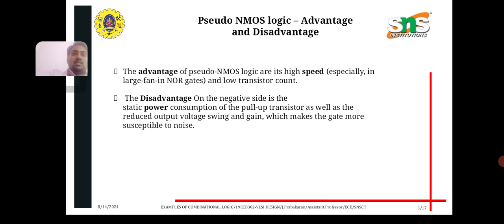Another disadvantage is noise margin. The noise margins in pseudo NMOS logic are typically worse than in CMOS logic, because of the constant contention between the PMOS and NMOS transistors. The pull up is weaker compared to the dynamically controlled PMOS in CMOS logic, leading to signal integrity issues.